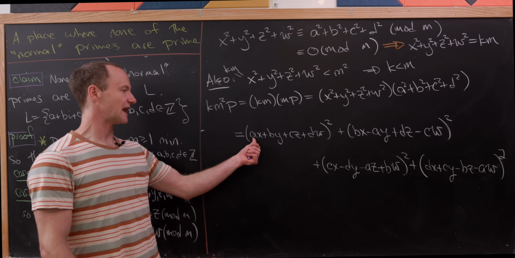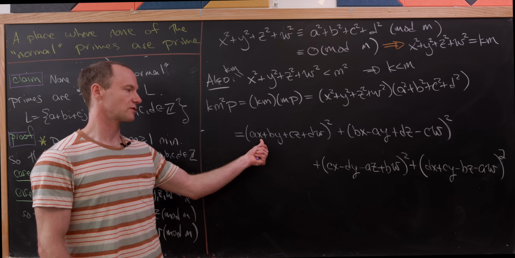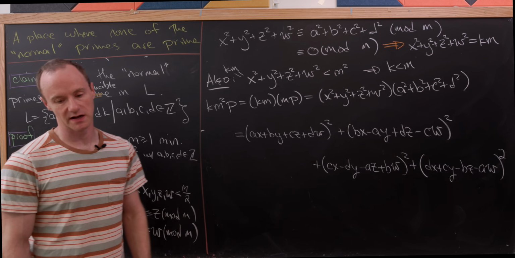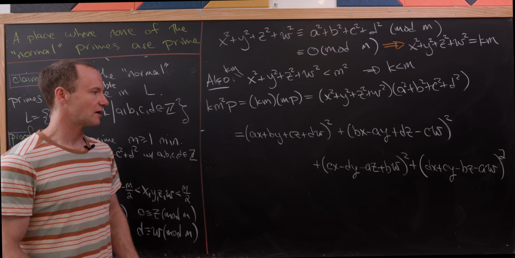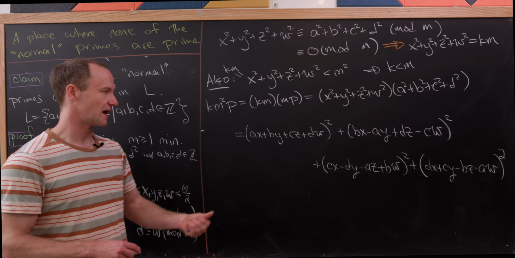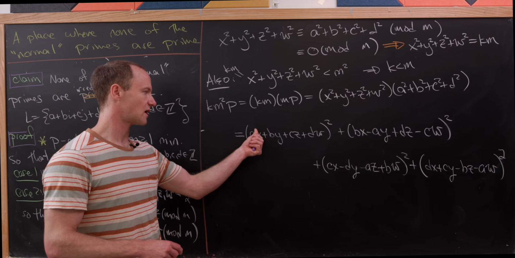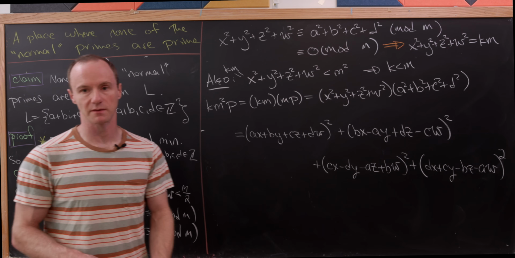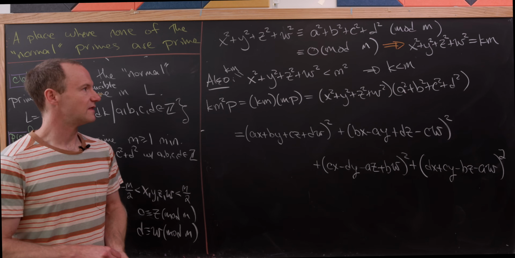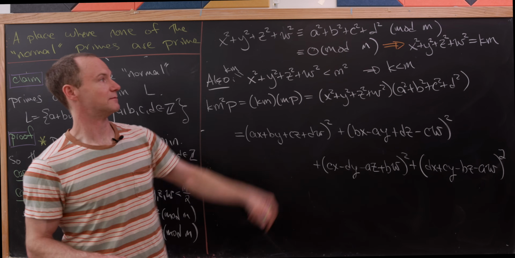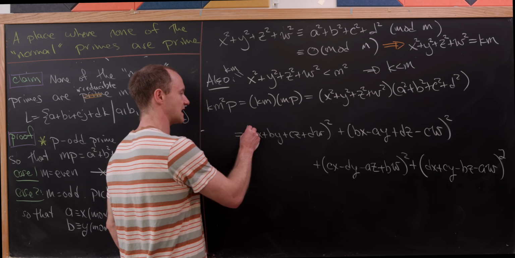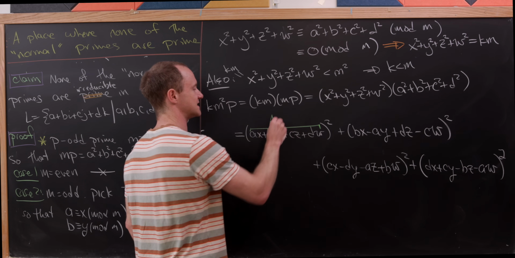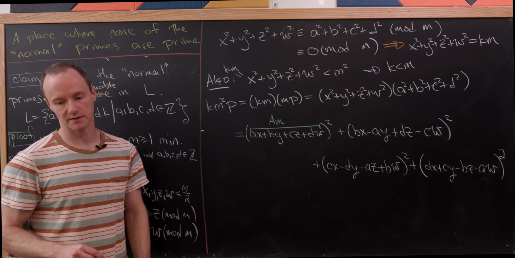Well, let's observe that a and x are congruent mod m, b and y are congruent mod m, and c and w are congruent mod m. So that means that when we multiply them together, this is congruent to a squared plus b squared plus c squared plus d squared mod m. But that was congruent to 0 mod m by this result right here, making this a multiple of m. So I'm maybe going to write this as capital A times m.